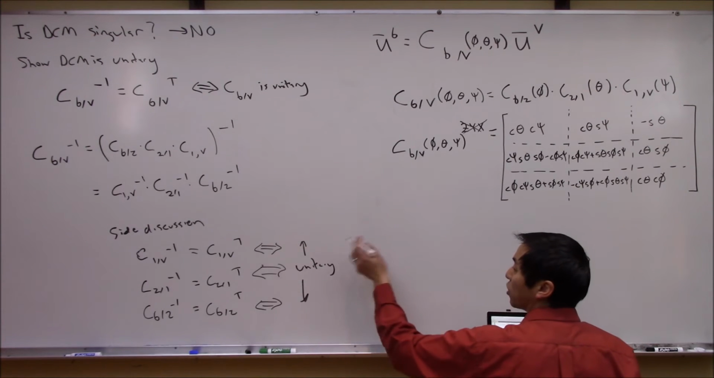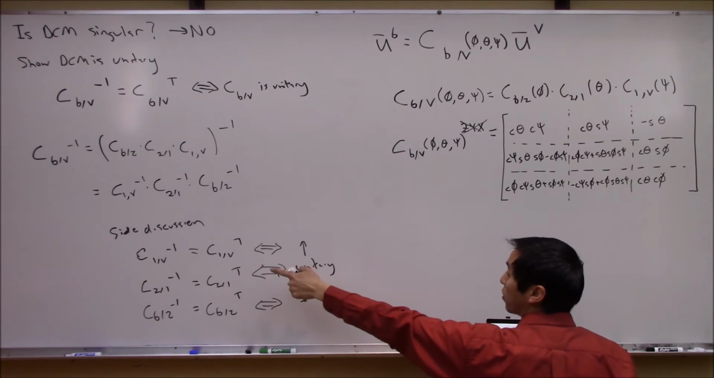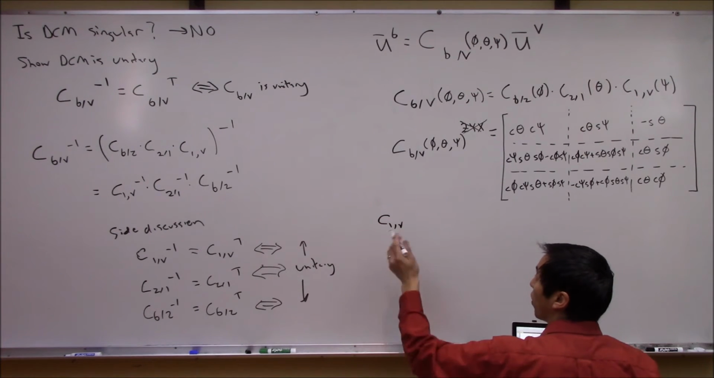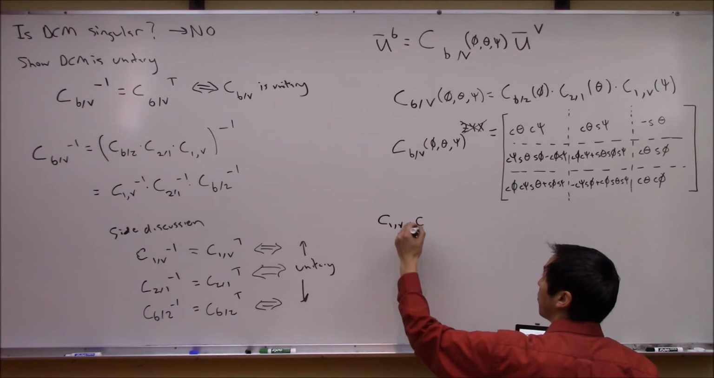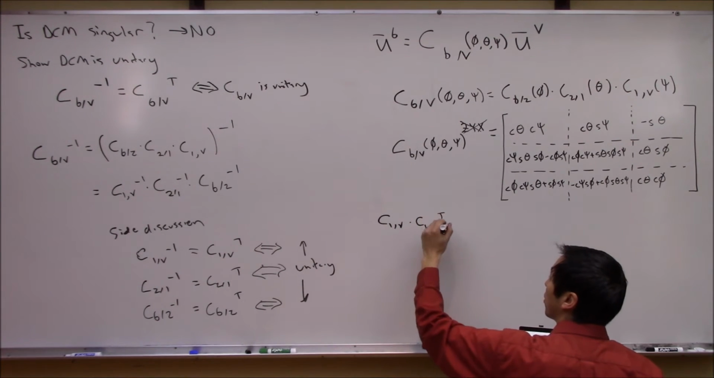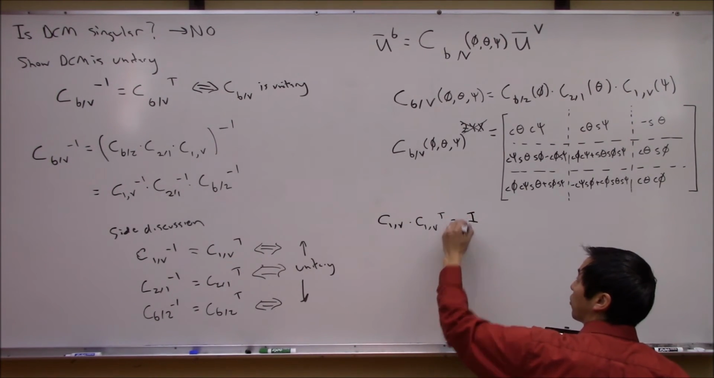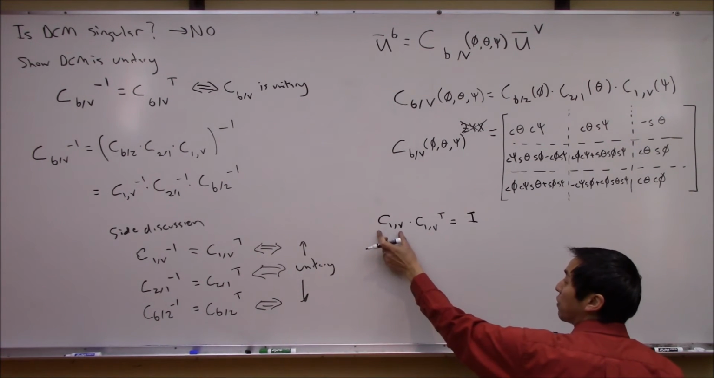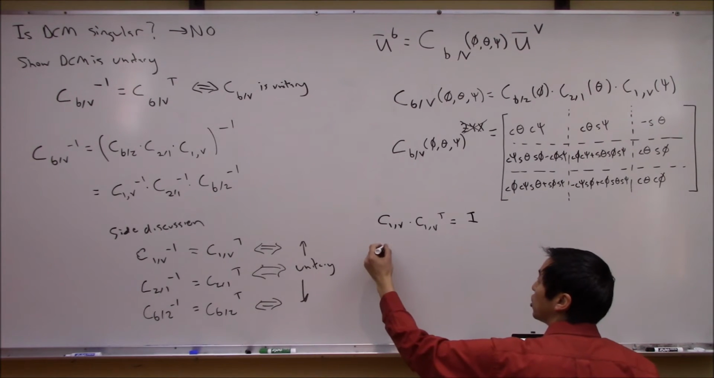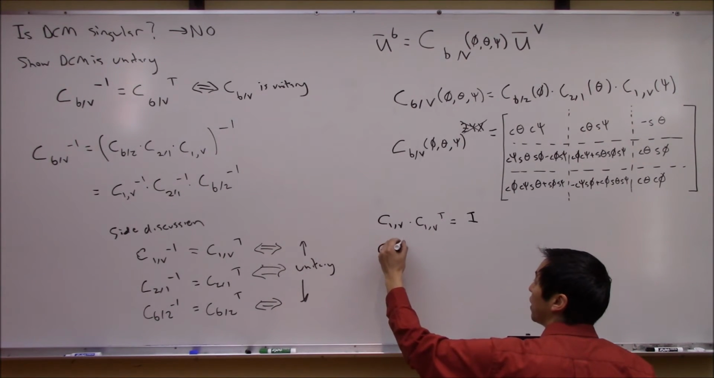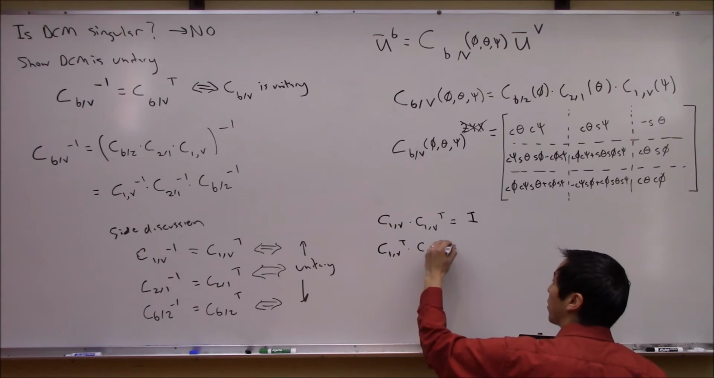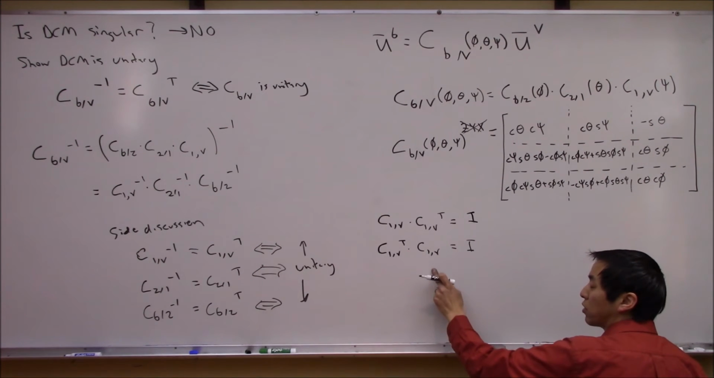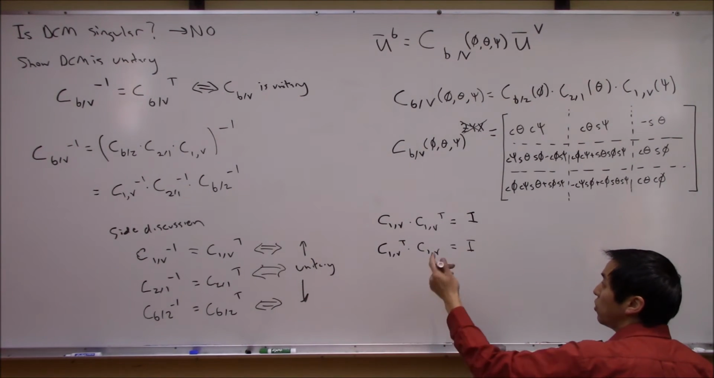So in order to check if one of these is unitary, let's start with just C1V. If this thing is unitary, then if I multiply it by its transpose, I should get the identity matrix. Because if that's true, that means this term right here is by definition the inverse of this term. Similarly, I need to check the other direction: C1V transpose times C1V. I better get the identity matrix there. If this happens, that means that this matrix is unitary. So let's go ahead and do this.